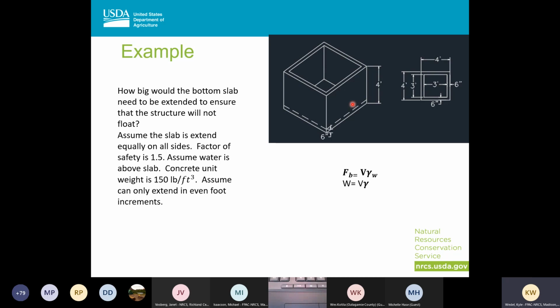Concrete weight again is going to be 150 pounds, and we're only going to assume that we extend it in 1 foot increments. So basically, we're going to take this 6-inch bottom and extend it out in even foot increments to figure out how big that portion needs to be for this thing not to float. If you guys want to go ahead and work on that for a few minutes.